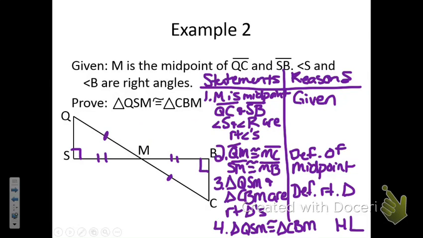So kind of key thing with hypotenuse leg, A, they have to be right triangles. B, your hypotenuses are congruent. And remember, the hypotenuse is across from your right angle. And then C, you have another pair of sides or legs that are congruent.